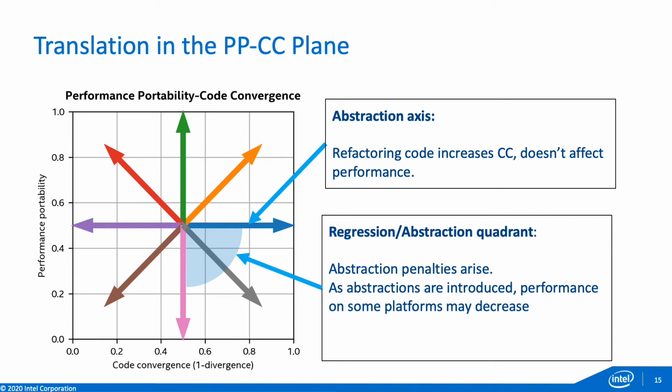Moving along to the regression abstraction quadrant, this is interesting because here you're increasing convergence, but your performance portability is dropping. And these sort of things often happen as you adopt an abstraction that carries with it abstraction penalties. Right, so you may see that you're making a trade, and this is often a conscious trade that you make to have a simpler code base, but that nonetheless suffers because certain subtleties that are important for some platforms are lost.